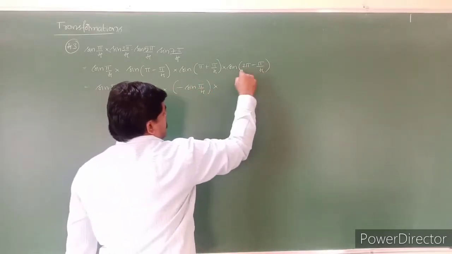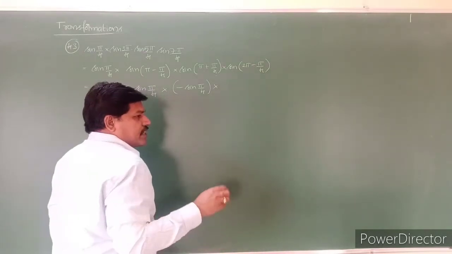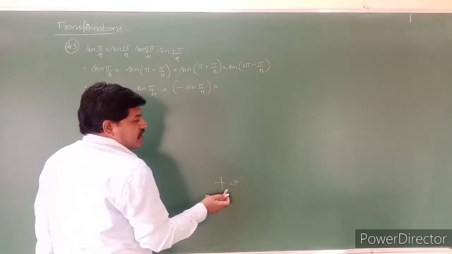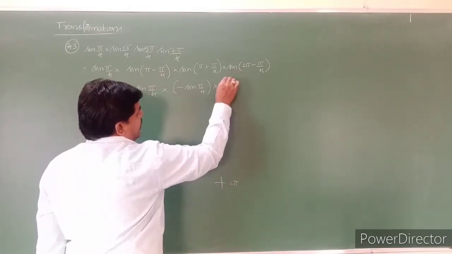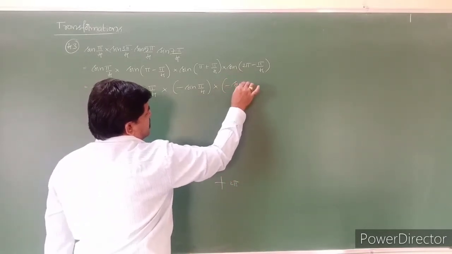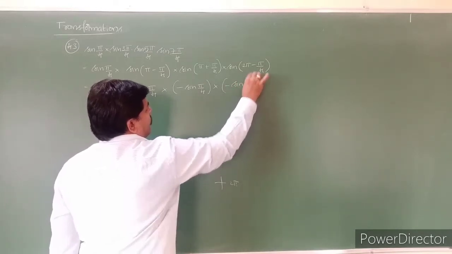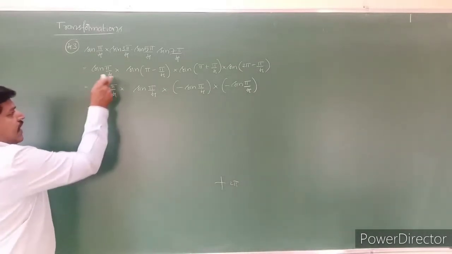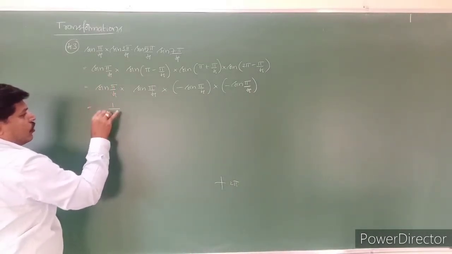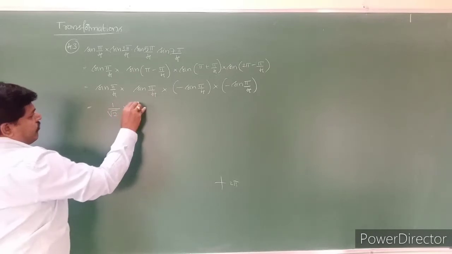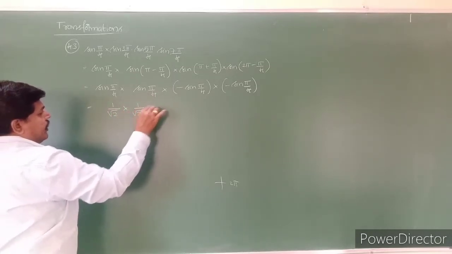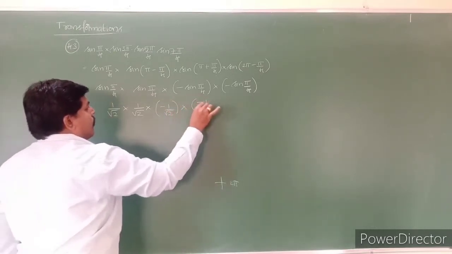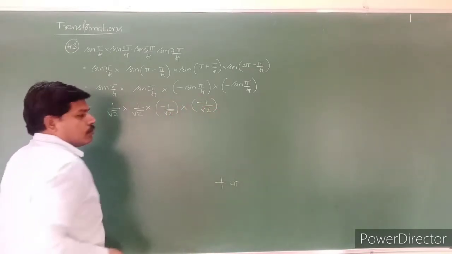Sine of 2 pi minus theta: 2 pi minus means it is in the fourth quadrant. Yes or no? So this is the 2 pi, and 2 pi minus means it is in the fourth quadrant. In the fourth quadrant, sine is negative, so I will take minus sine pi by 4. So sine pi by 4 value is 1 by root 2, into minus 1 by root 2, into minus 1 by root 2.